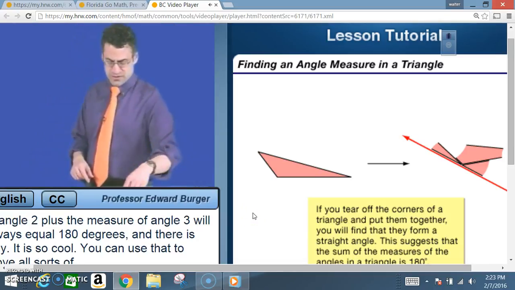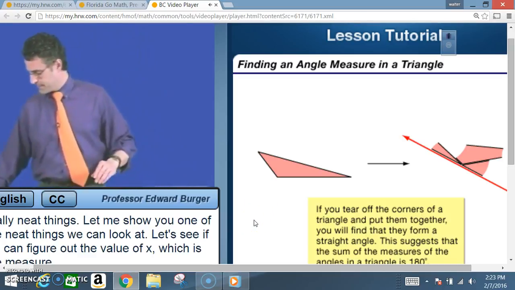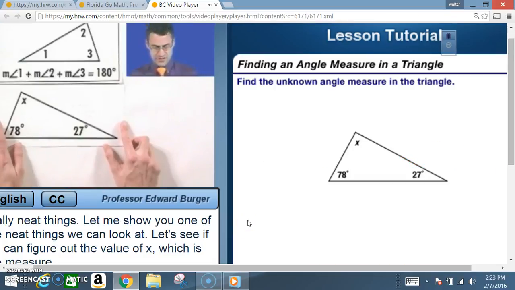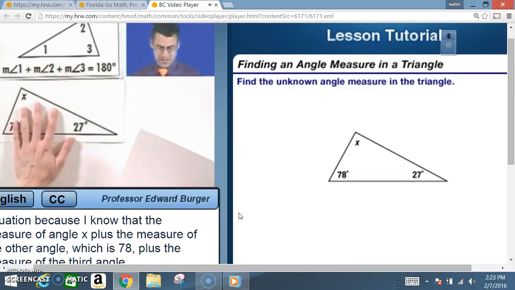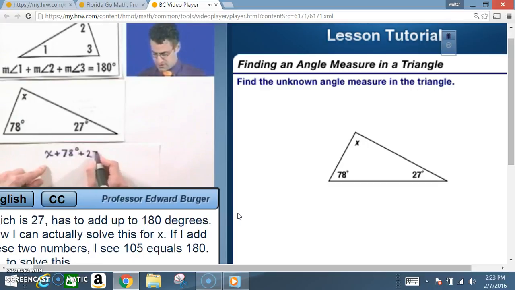It's so cool. We can use that to prove all sorts of really neat things. Let's see if we can figure out the value of x, which is the measure of this angle of this triangle. All we know is that this angle is 78 and this angle is 27. I can set up an equation, because the measure of angle x plus 78 plus 27 has to add up to 180 degrees.